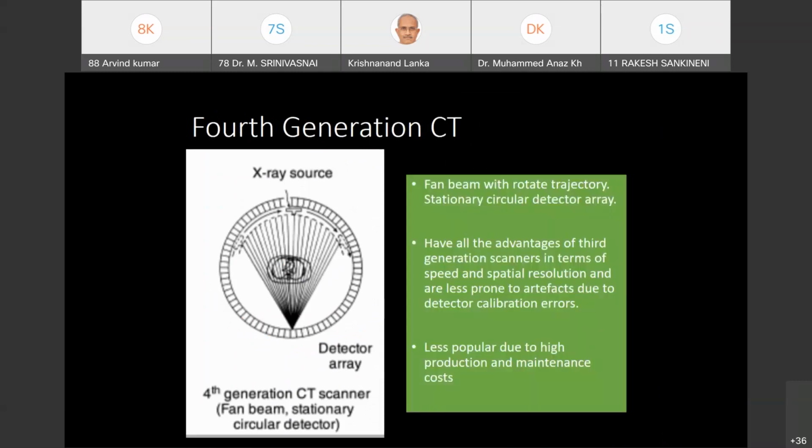And then you have fourth generation: fan beam with rotate trajectory, stationary circular detector array, right? So now the detector array is constant, and the fan beam is rotating. Previously, both the detector array as well as the beam used to rotate. Now with the stationary circular detector array, you have all the advantages of the third generation scanner in terms of speed, and it is less prone to artifacts due to detector calibration errors. But it is less popular due to high production and maintenance costs.